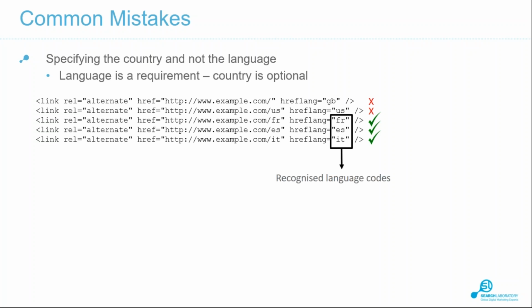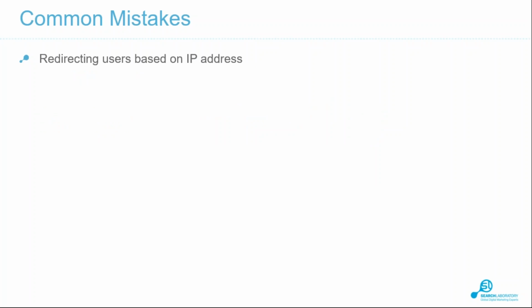These, on the other hand, are totally fine because even though they are the country code, they are the language code as well, so they would be recognized by Google. What we need to do to solve this issue is simply to add EN before the GB and EN before the US. So we're saying it's English for United Kingdom and English for the USA. That immediately makes the code valid once again.